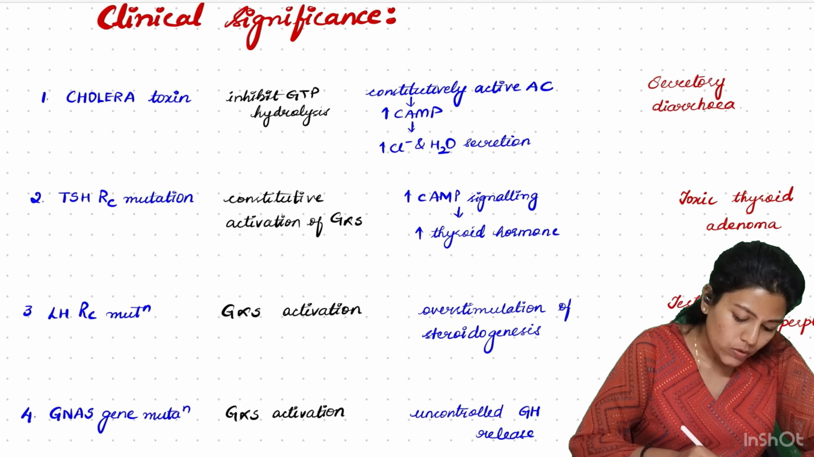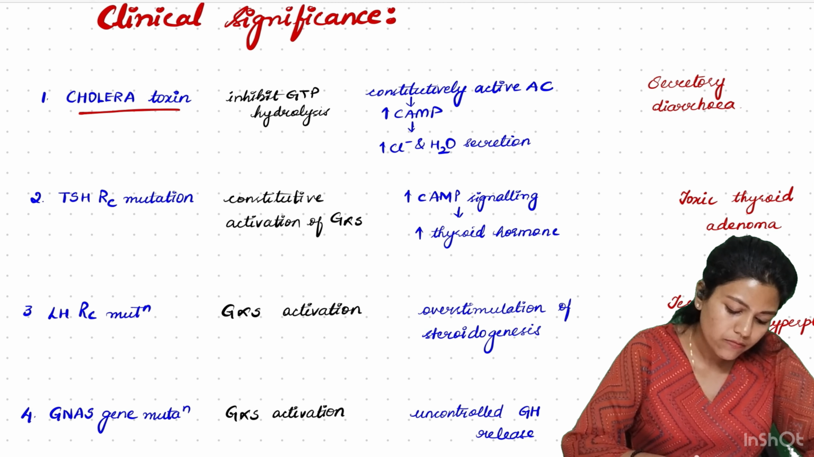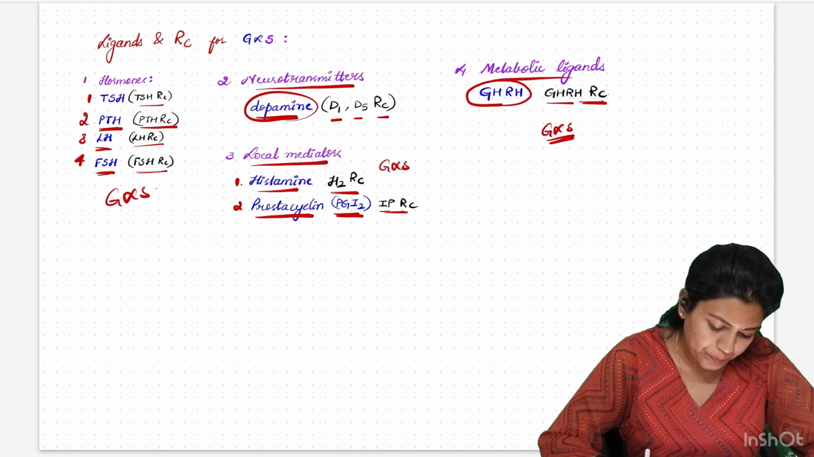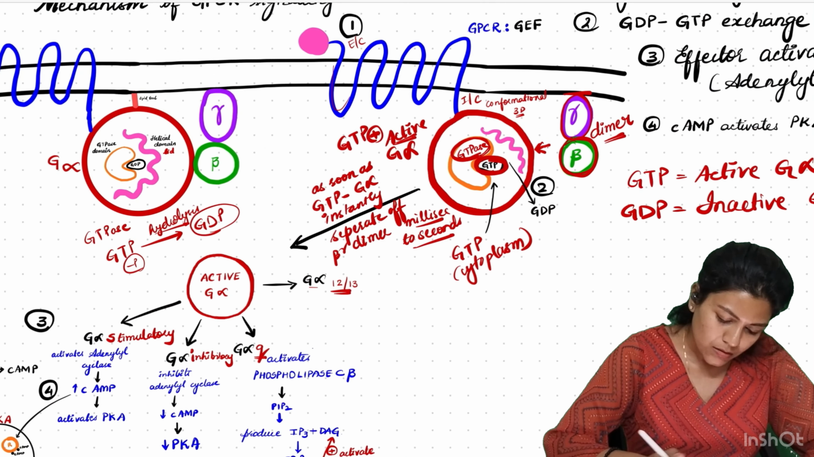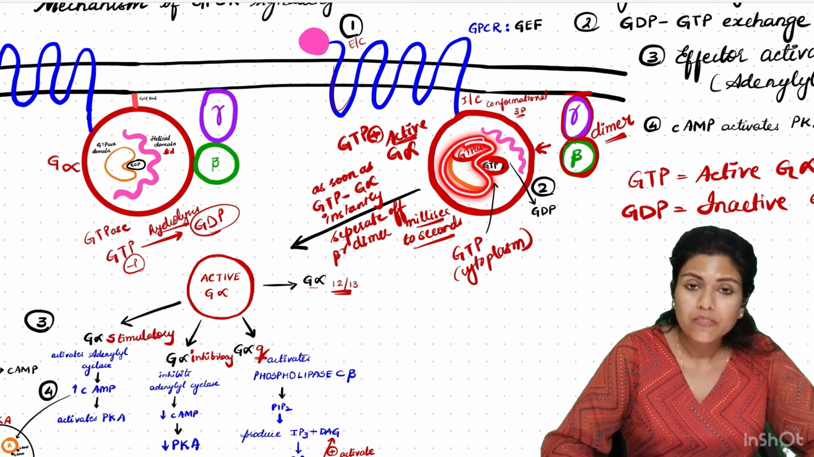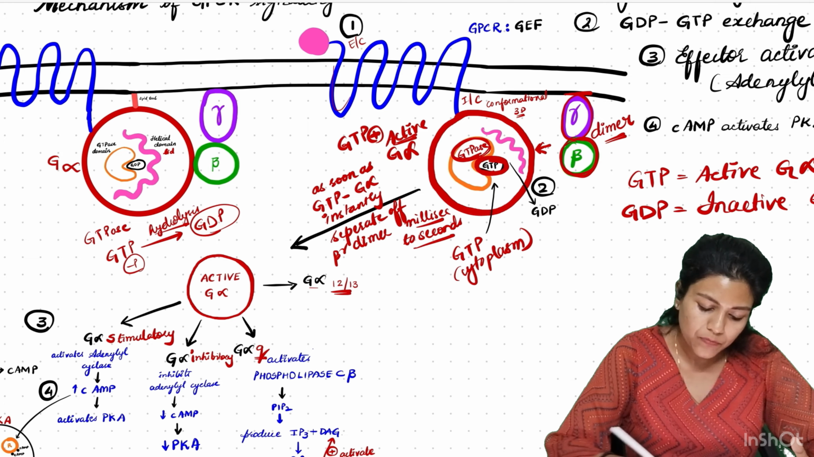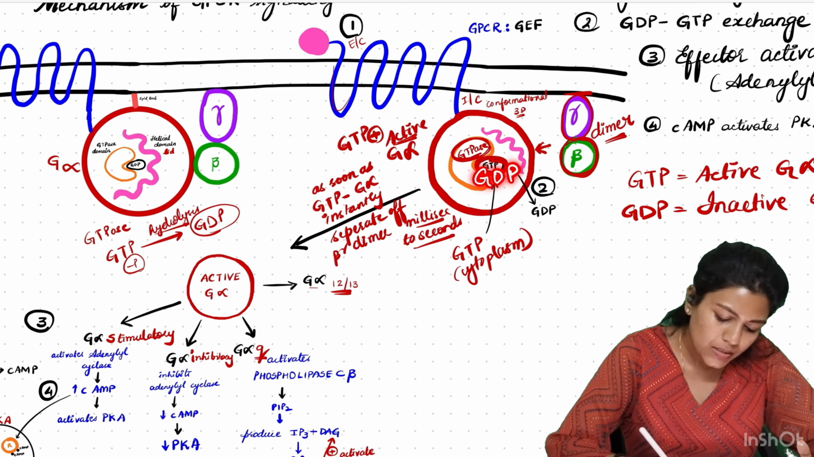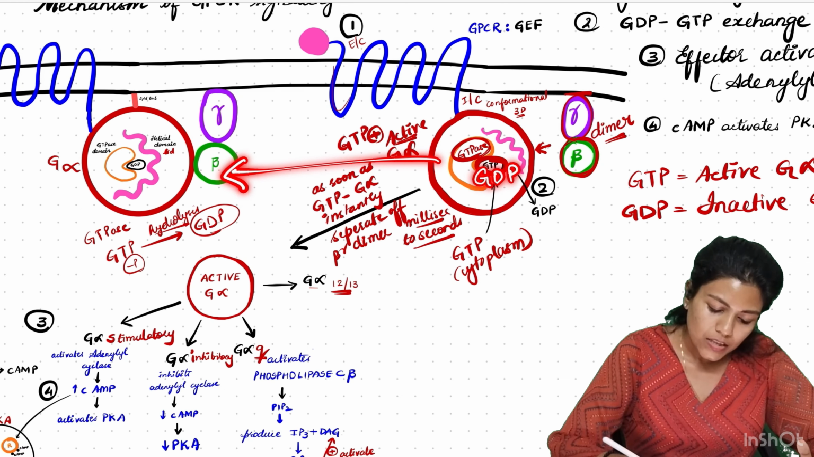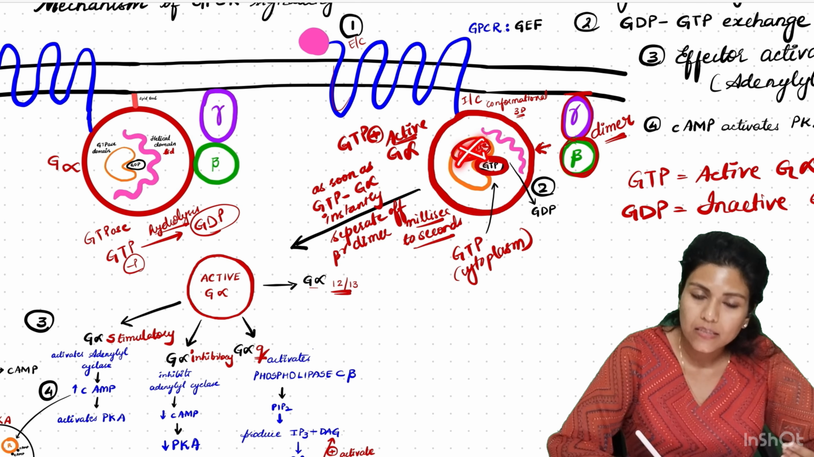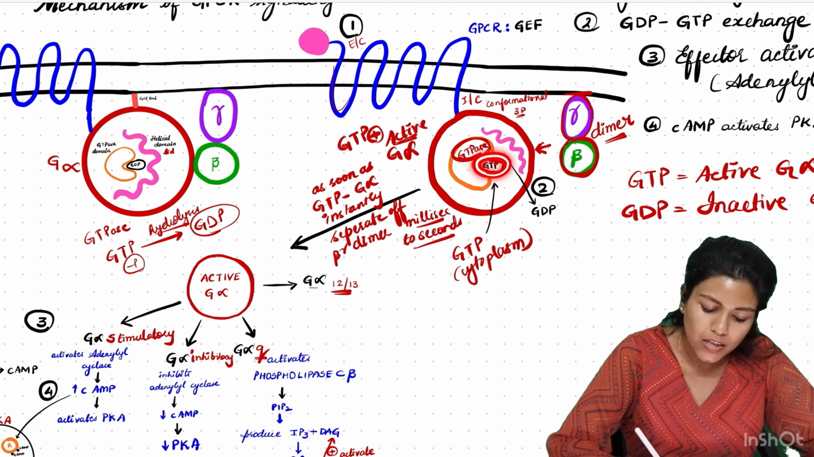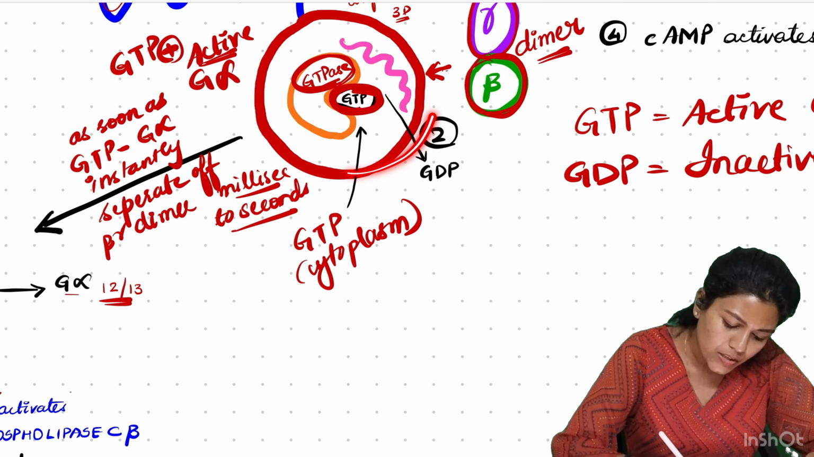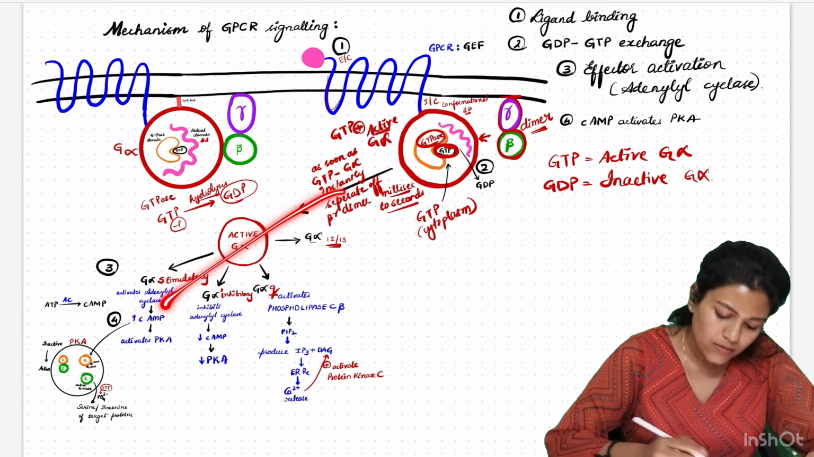Firstly, we'll take cholera toxin. The cholera toxin will inhibit the GTP hydrolysis. Here the GTPase domain is present, which will cause the hydrolysis of GTP. Once the GTP hydrolysis occurs, now the GDP will come back. That means it will return to the inactive state. If this hydrolysis is not occurring, then GTP is always continuously present in the groove of the GTPase domain. That means continuous activation of G alpha, continuous signaling will occur.